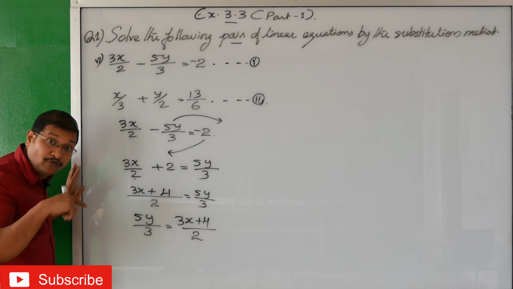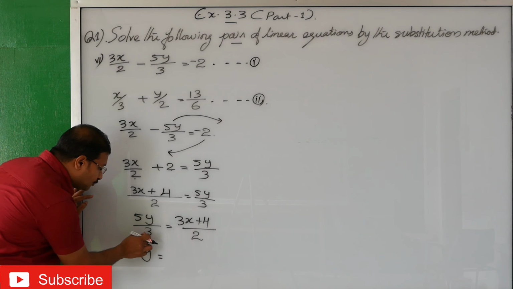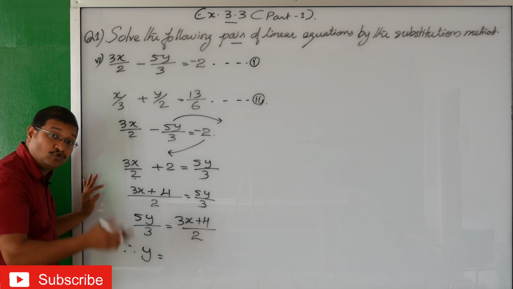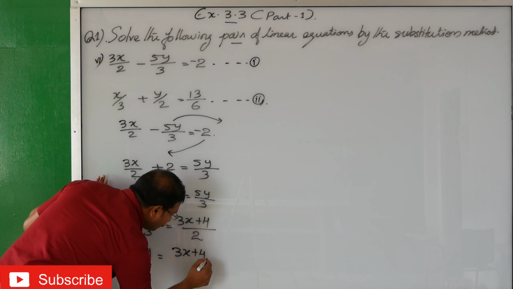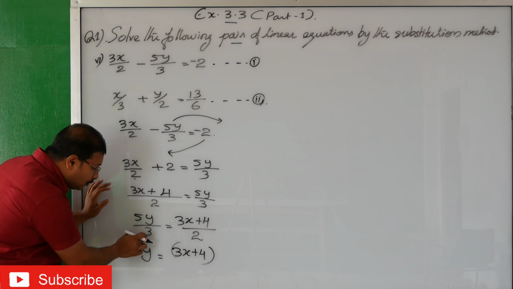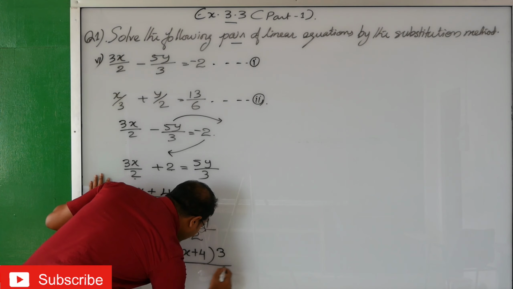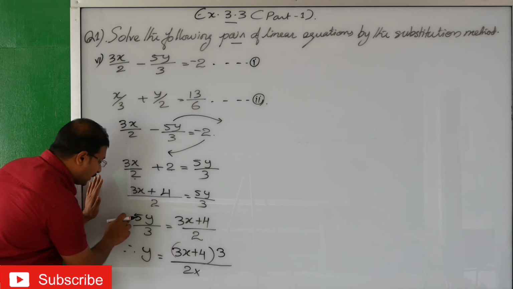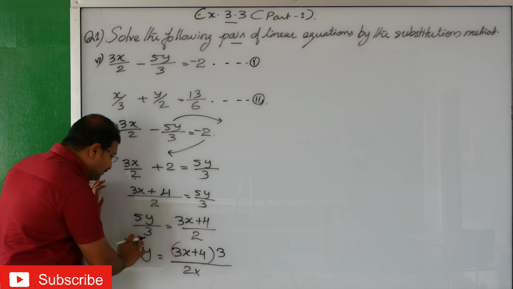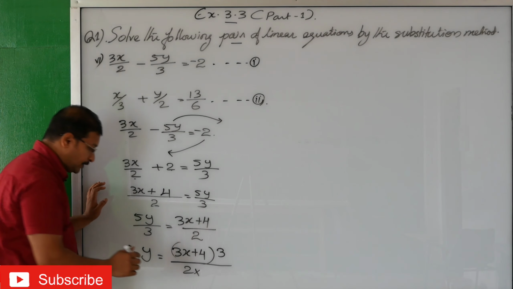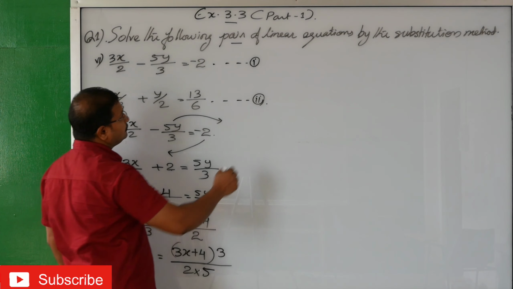Now we want the value of y, isn't it? Therefore, y equals 5 by 3, if it goes to the next side, it will be 3 by 5. That means 3x plus 4 into 3 will go to the next side, it will be upside. That means into 3 divided by 2 into this 5 will go downside. Multiplication goes to the next side as division, and division goes to the next side as multiplication. Ready? Into 5. Ready?